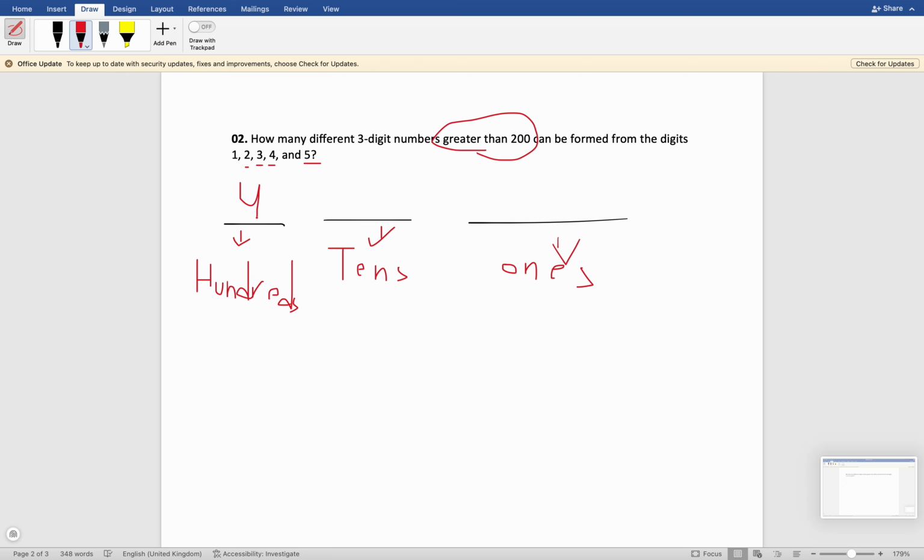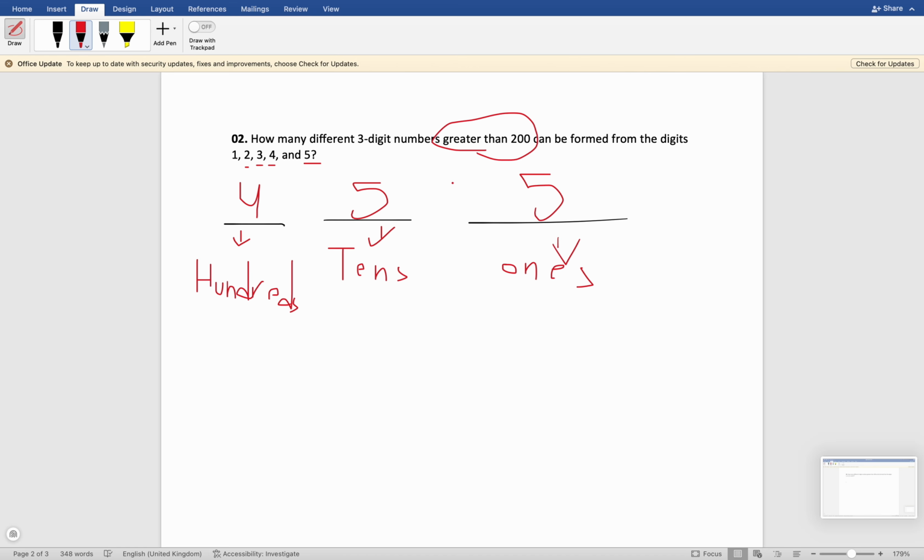Now look, you gotta watch out because teachers love to try and catch you slipping with two different scenarios. Suppose that we can repeat digits. We can reuse whatever numbers we want. So we have four choices for the hundreds slot, specifically 2, 3, 4, and 5. For the tens slot, we can use all five choices, and for the ones slot we can use all five choices again.